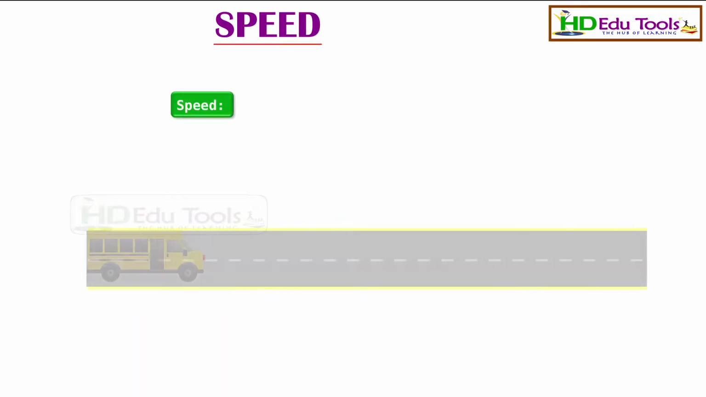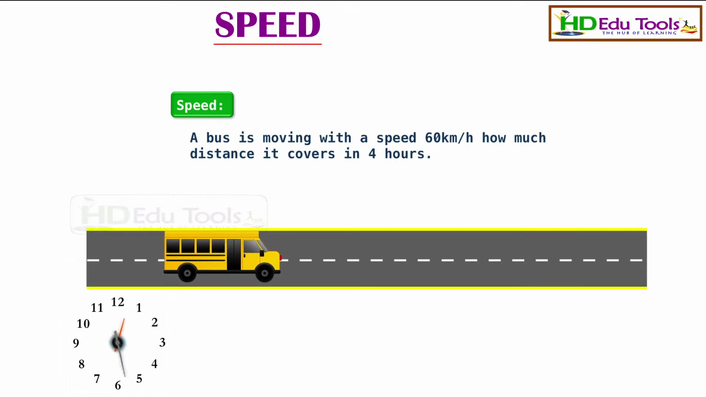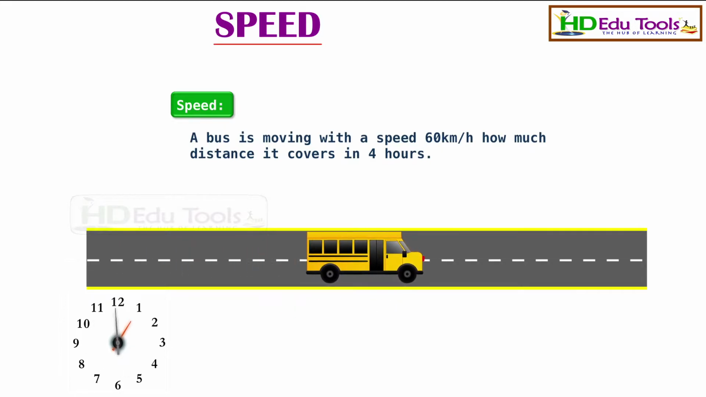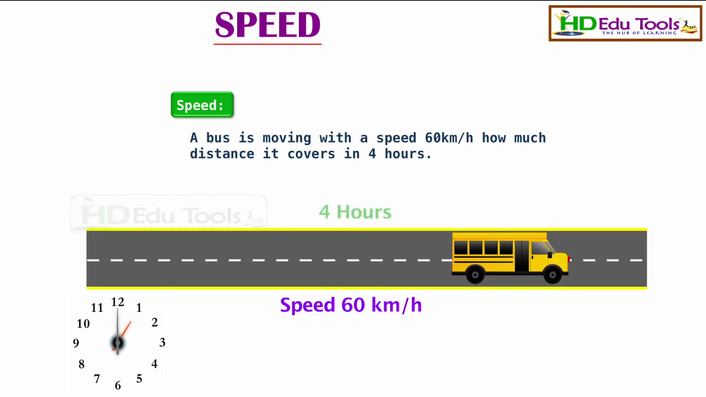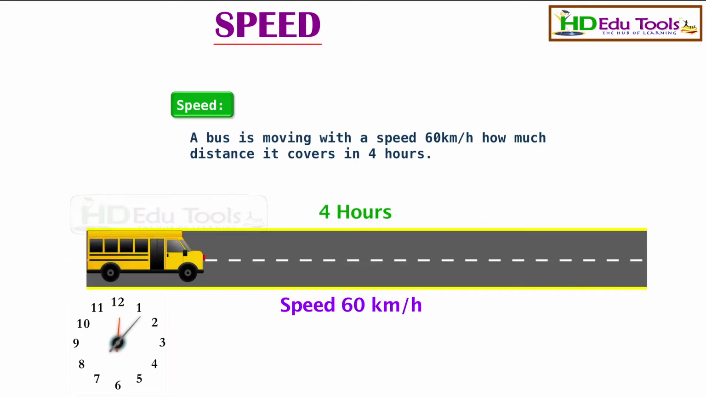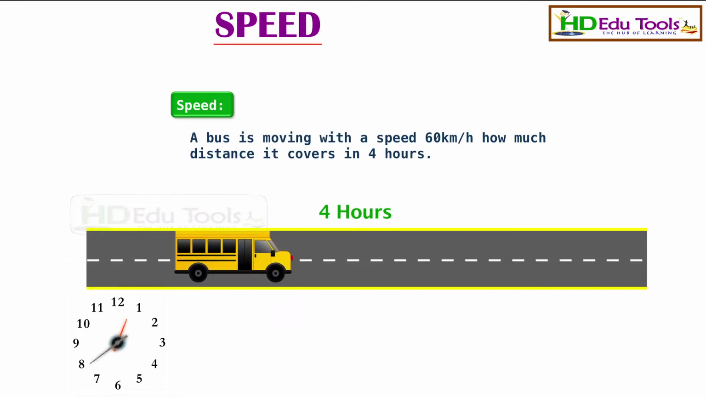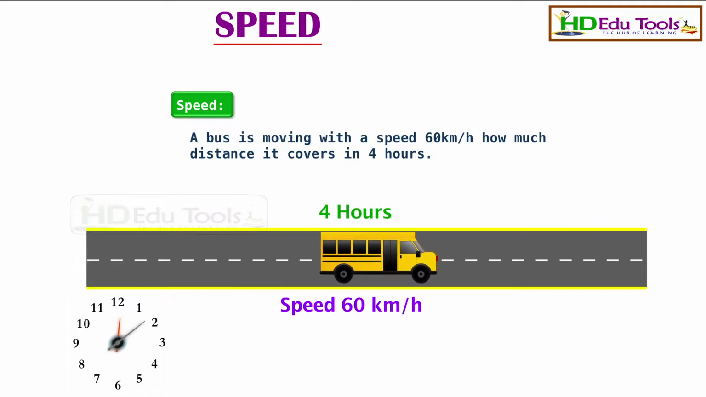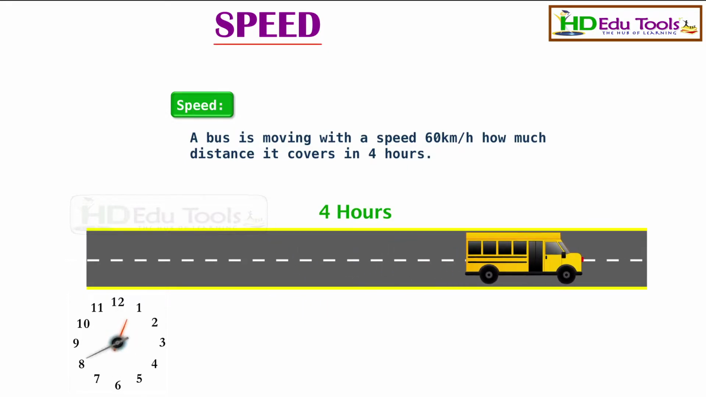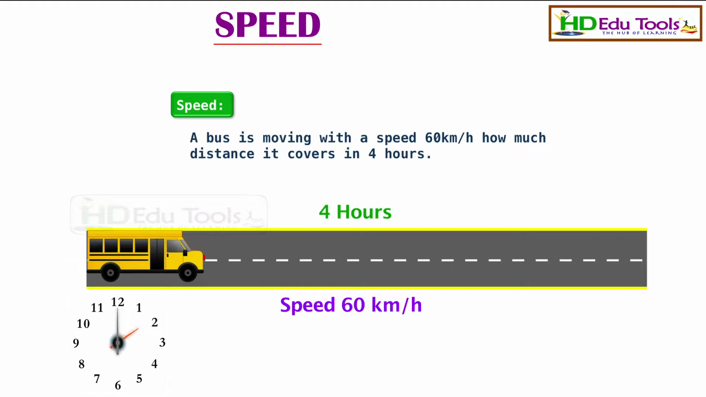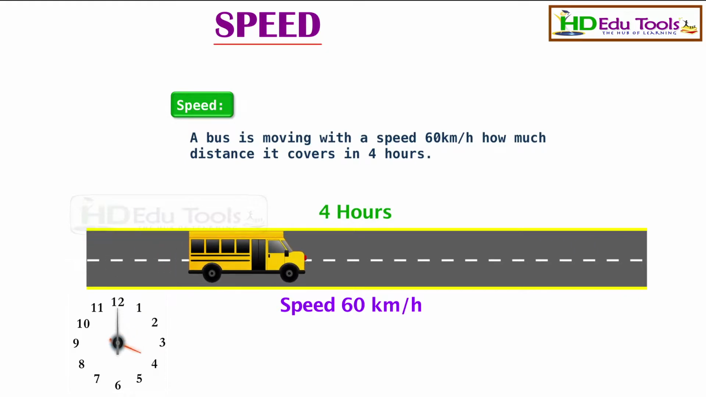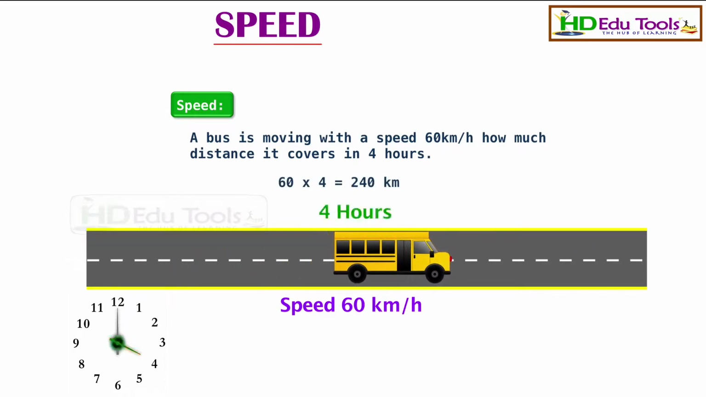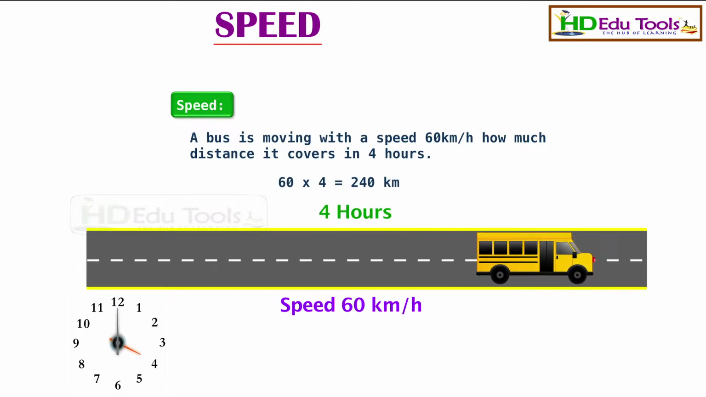Now we take another question. A bus is moving with a speed of 60 km per hour. How much distance does it cover in 4 hours? What does 60 km per hour mean? That means in 1 hour it can travel 60 kilometers. In 4 hours, how much distance can it travel? 60 into 4, this is equal to 240 km.